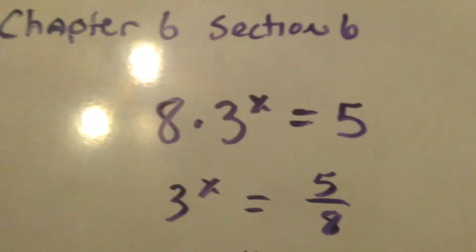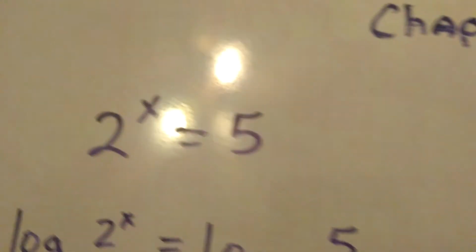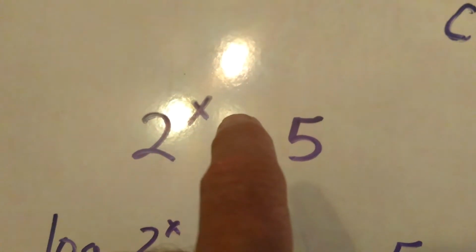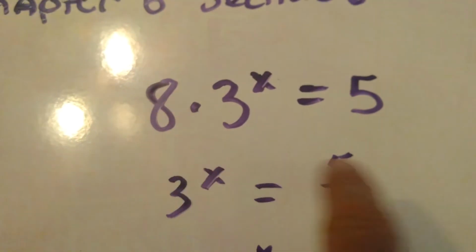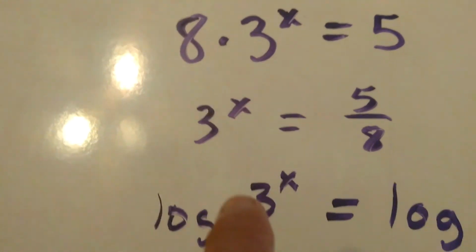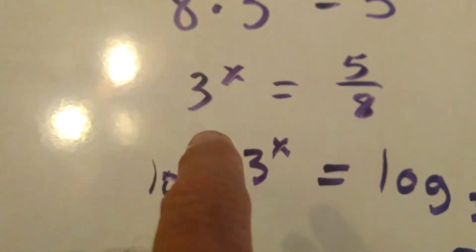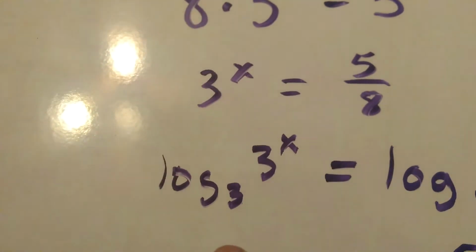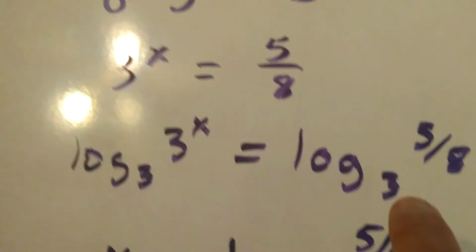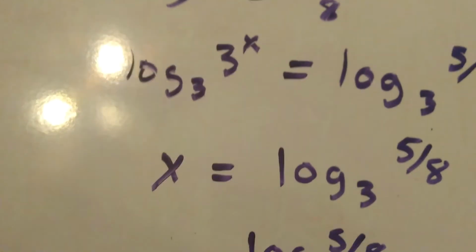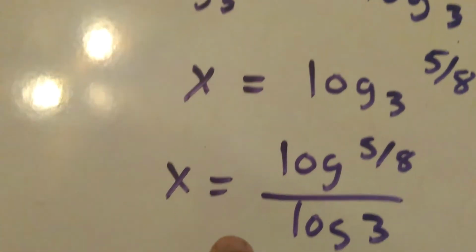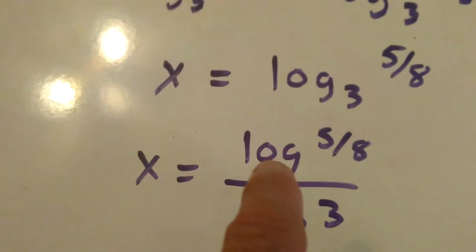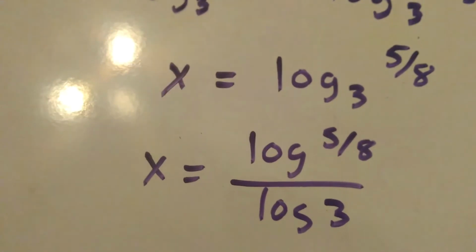If we come over here, there's a little bit of a difference that we've got to do. Remember, we've got to get the base raised to a power by itself. So here we have an 8 attached. The first thing we do is divide both sides by 8. Now we can do whatever the base is, which is 3. So we go log 3 of 3 to the x equals log 3 of 5/8. This gives us x equals log 3 of 5/8, which we do change of base on. And we get x equals log 5/8 over log 3.